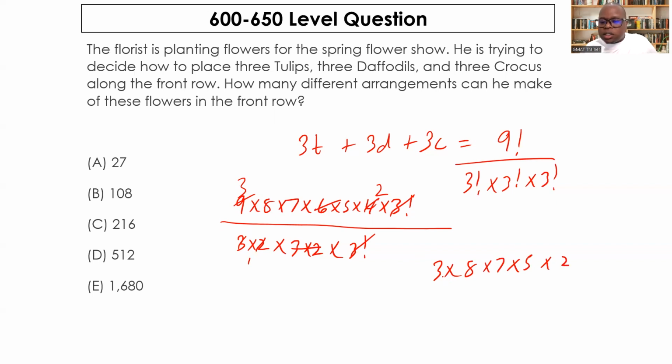So how can we multiply them in a way that will make it easier for us? 8 times 7 is 56. 56 times 3 times 10, because 5 times 2 is 10. So 6 times 3 is 18. 5 times 3 is 15 plus 1 is 16, then 0. So 1680 is the number of ways in which these flowers can be arranged in a row. So that becomes choice E.